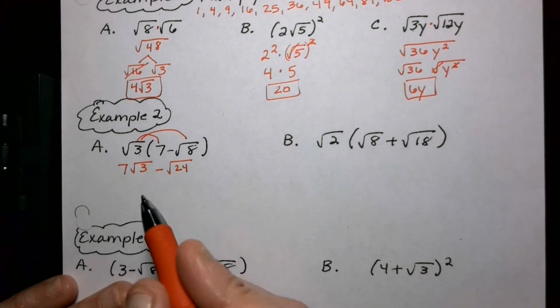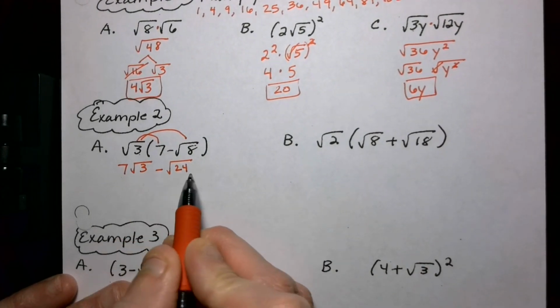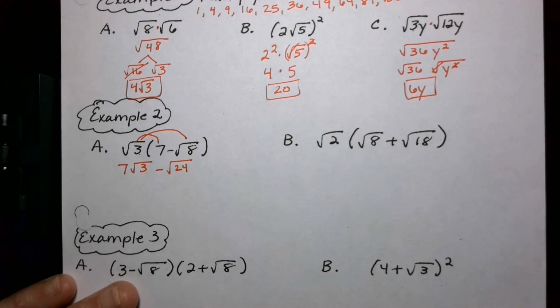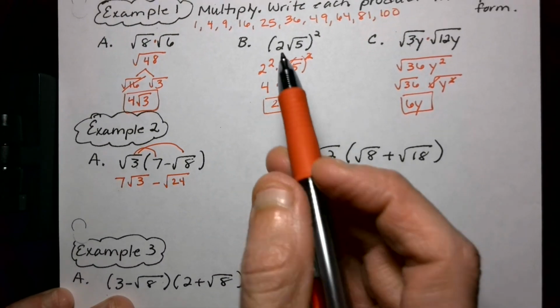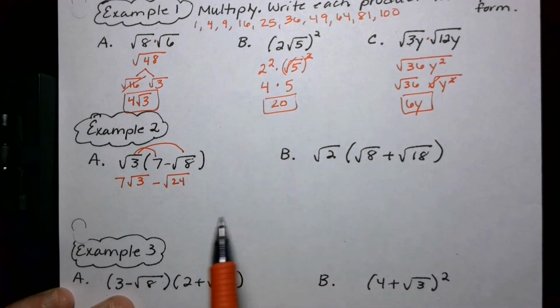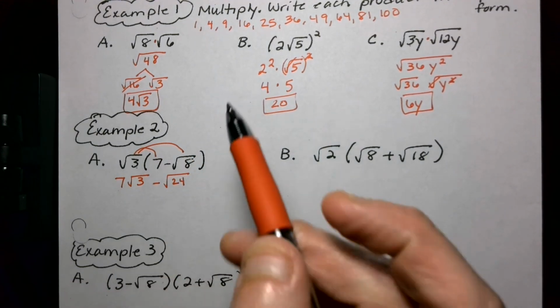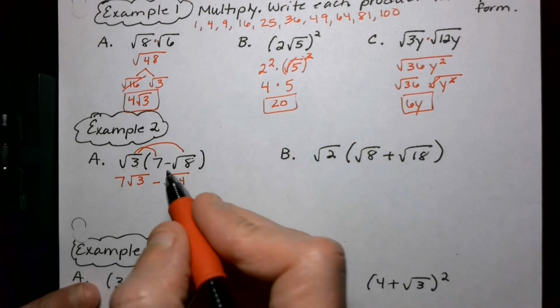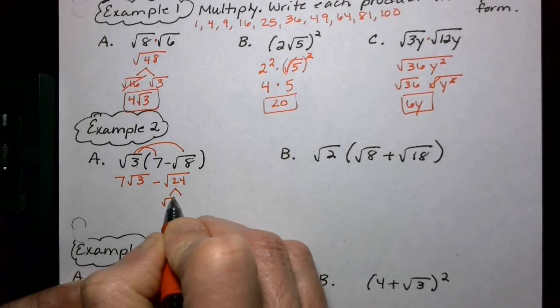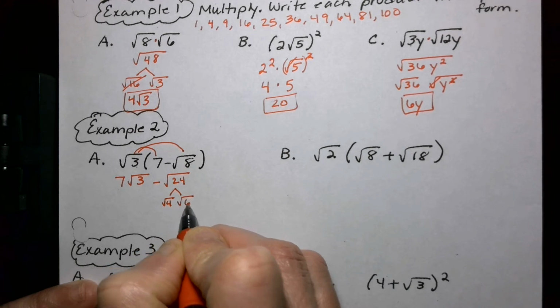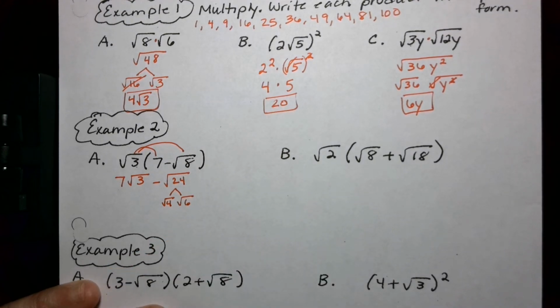So when I look at this, square root of 3 can't break down anymore, but square root of 24 might be able to. Can you think of one of those numbers up here? And it's going to be on the lower end because it's a small number that 24 will divide by? That's right, the 4. So this can be broken down into square root of 4 times the square root of 6.